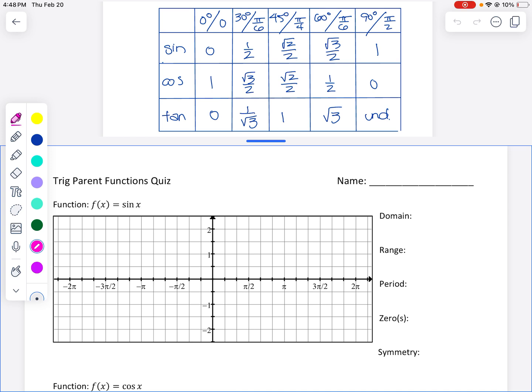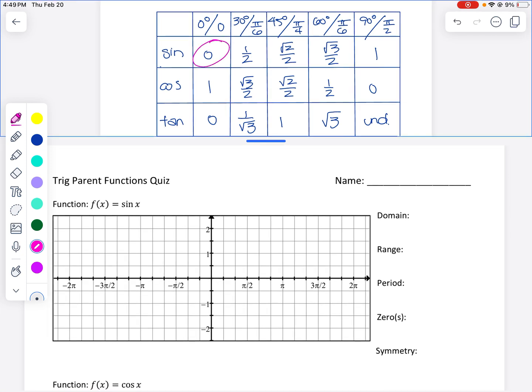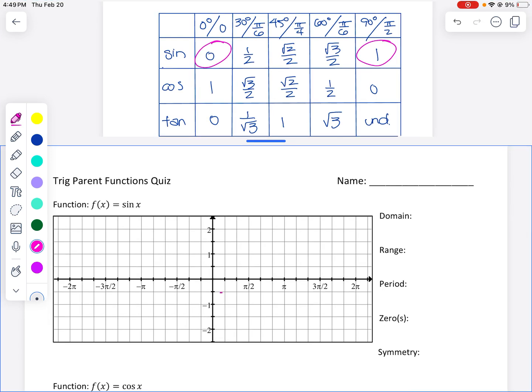So in reality, when in the notes, we graphed sine starting at 0, 0, and at pi over 6 was a half, and at pi over 2 was 1. And we graphed out all of those points to start with. When we do a parent functions quiz, we really don't need all of those points. In fact, the most important points for sine are going to be 0, 0, and pi over 2, 1 to get started. This tells us that the sine function starts at 0, 0, and it hits its maximum at pi over 2.